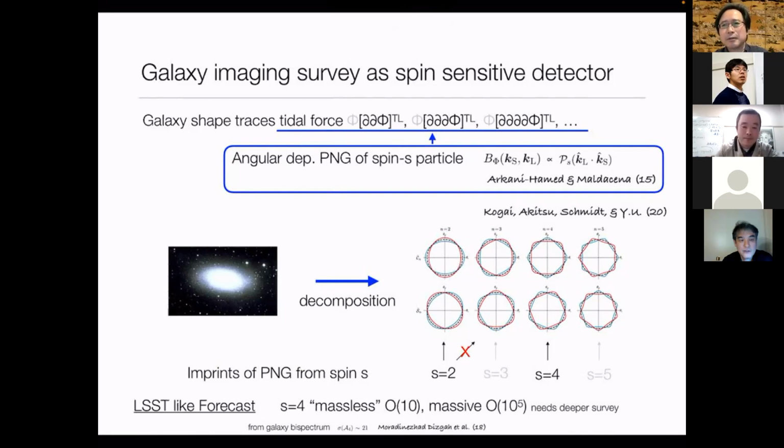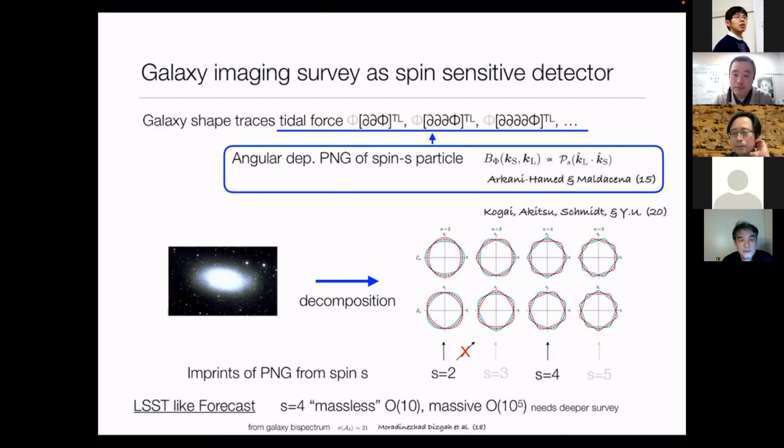The definition of the galaxy shape is given by considering the moment, integrating in three-dimensional space over x_i, x_j with the weight of the density. The reason why the galaxy shape traces the initial condition of the cosmological fluctuation is because of the tidal force, which I didn't explain. The tidal force is basically the position dependence of the gravitational force, and it distorts the shape of the galaxy. If there is a three-point function generated by the spinless particle, that generates a deformation of the galaxy, a deformation from a sphere.